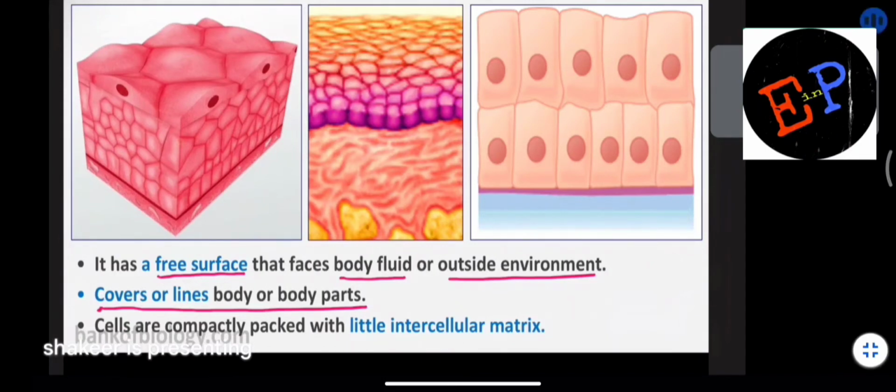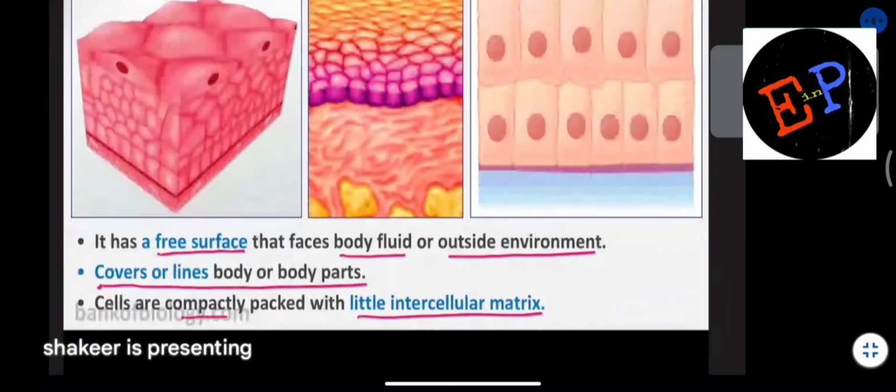Clear, no? So cells are compactly packed with little intercellular matrix. What is meant by intercellular matrix, ma? Already we have studied it previously one time. Intercellular matrix is the substance which is present in between two cells. Are you able to understand, ma? The material which is present between two cells is called intercellular matrix, and most of the time it will be dead matter itself. So these epithelial cells are compactly packed, and in between the cells you will find the intercellular matrix.